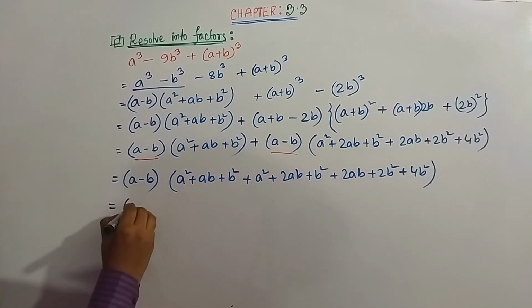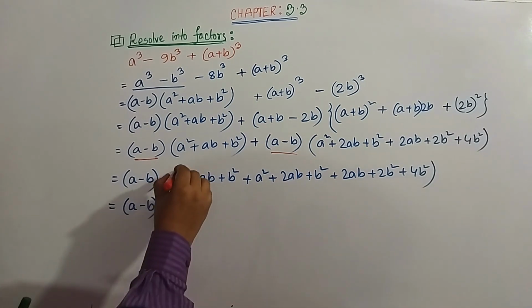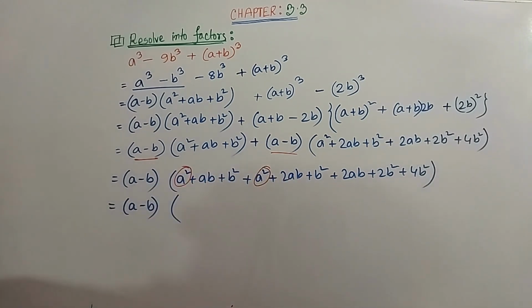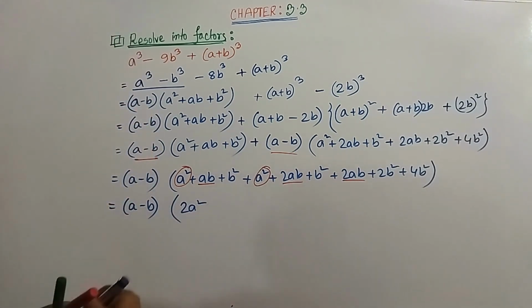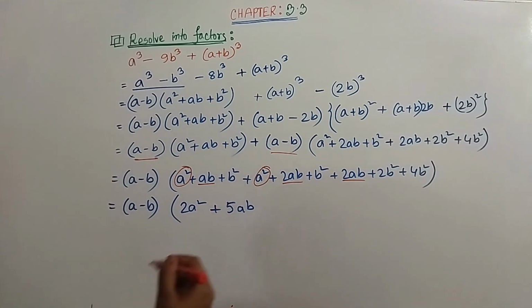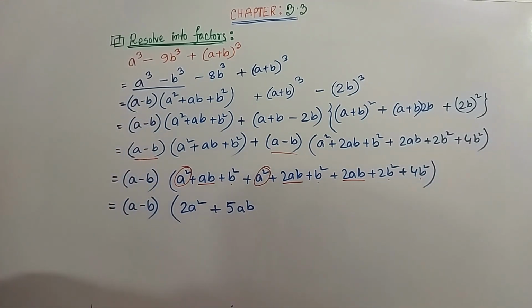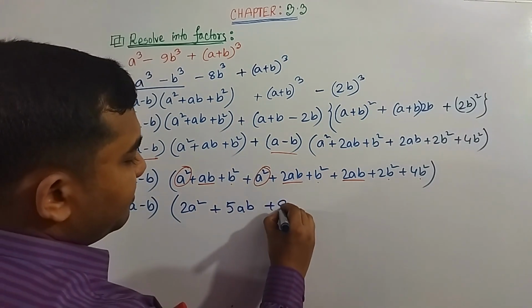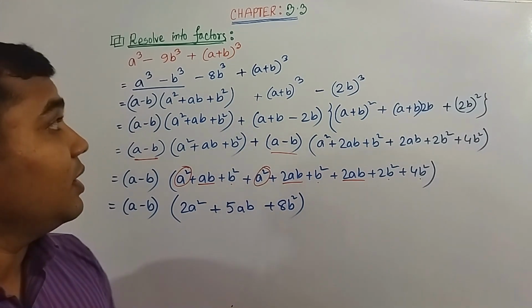And finally, what can we write from here? Very clearly we can say that it should be 2a square. There is some ab, 2ab, 2ab, so there is 2, 2 and 1, that is definitely plus 5ab. And there is some b square we have observed, that is b square, 2b square, 4b square and 4b square, that is nothing but exactly 8b square. Okay, and actually this is our required factorization for this math.